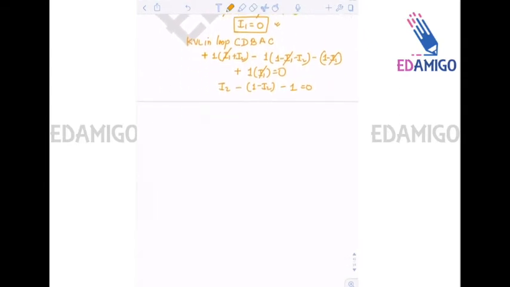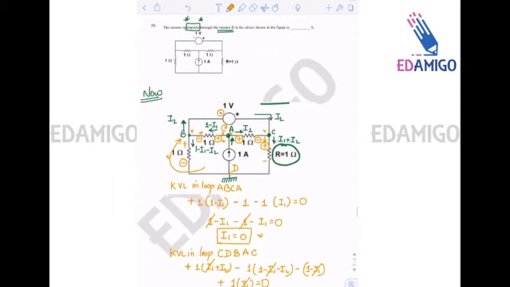Okay, so after solving this, I can say that 2I2 is equal to 2, I2 equals 1. So I1 is 0 and I2 is 1. So I can say that the current that is flowing in this 1 ohm resistance is I1 plus I2, that is 1 ampere. Okay, so you got the answer. Okay. So this is a better method according to me.